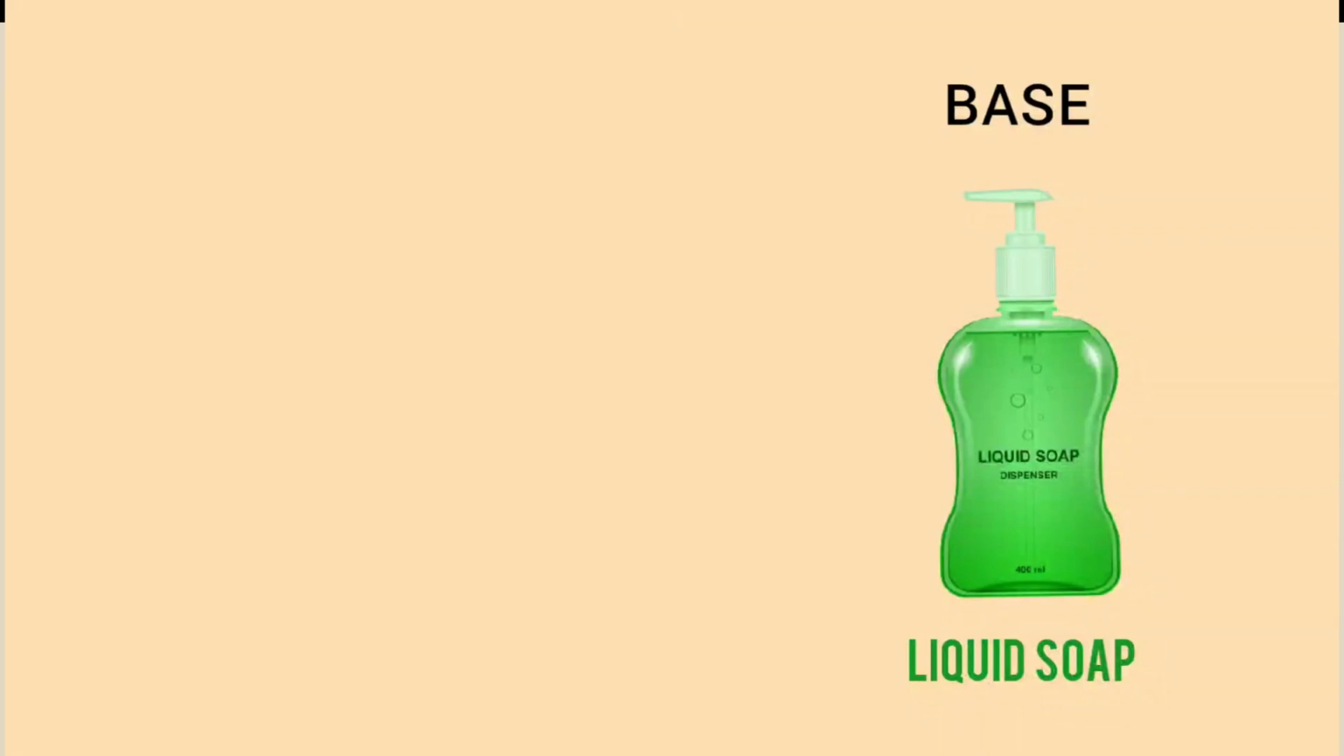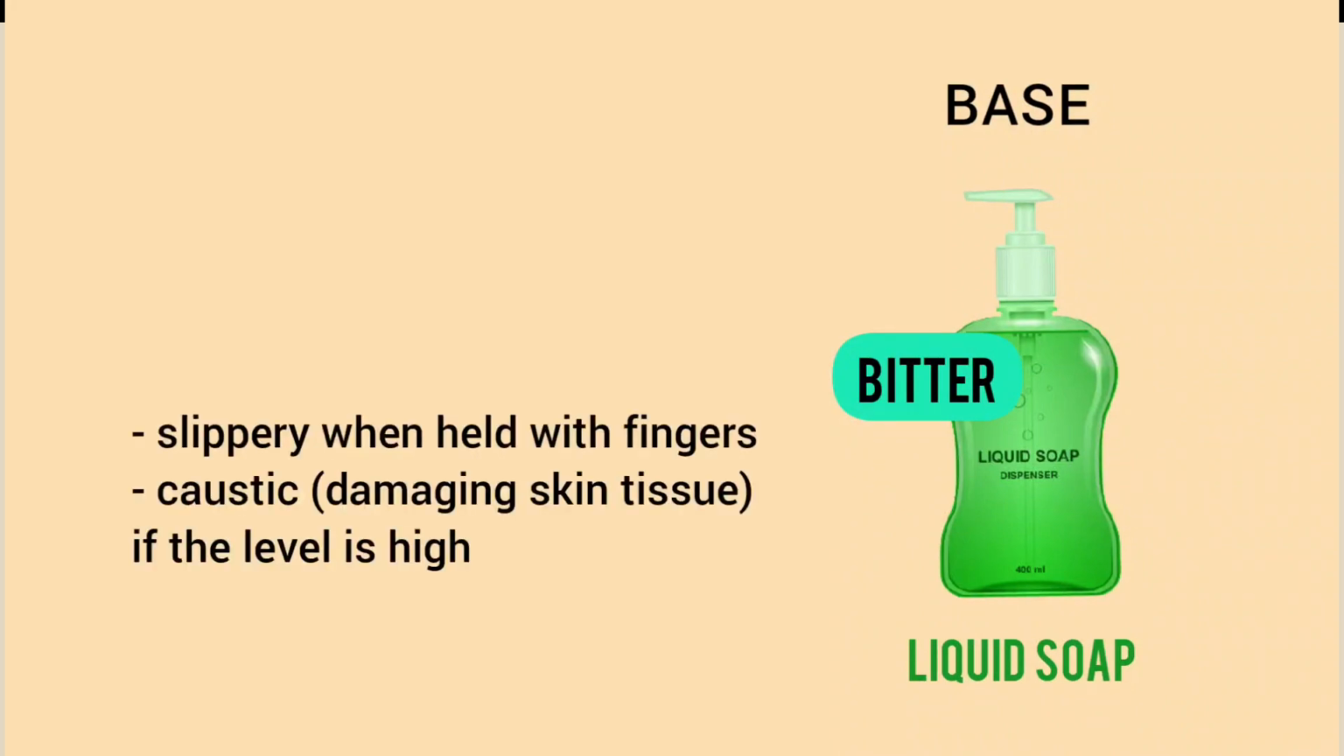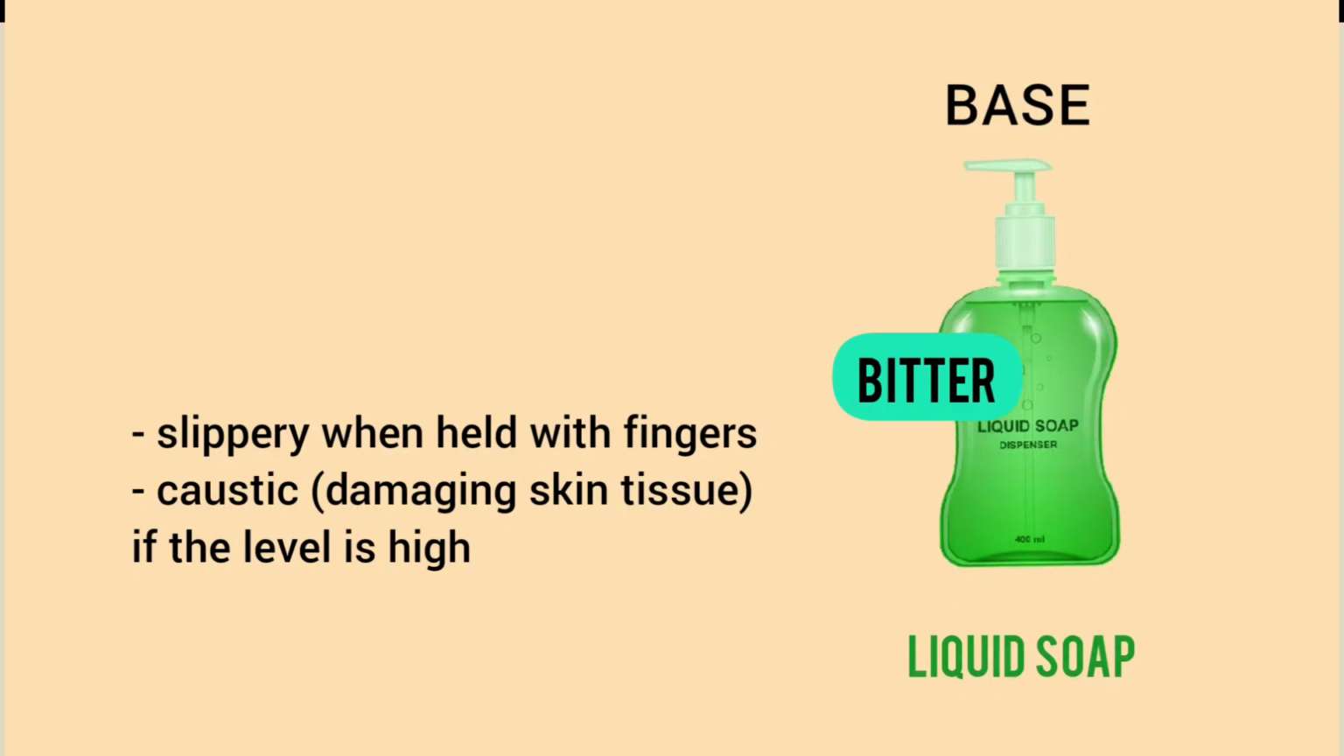Let's move on to the base. Base substances have several characteristics. In addition to bitter taste, base substances also have properties including slippery when held with fingers, caustic if the level is high, and many more. The other examples of things that are base include ulcer medicine, flour soap, and baking soda.